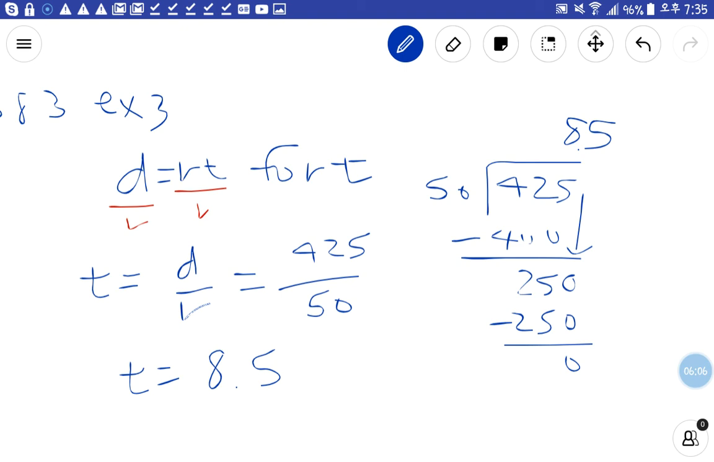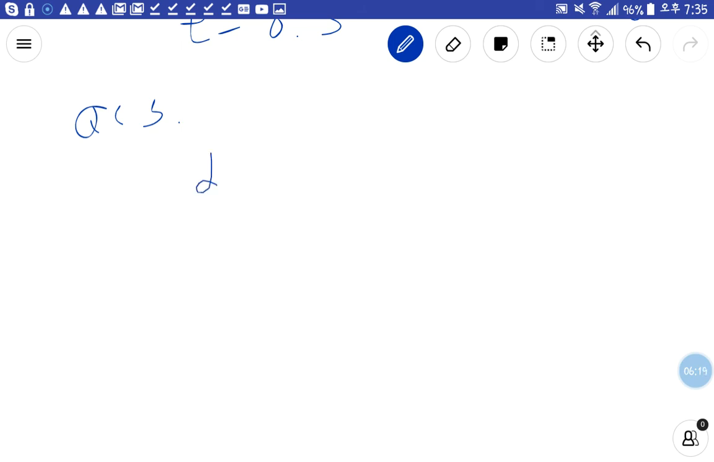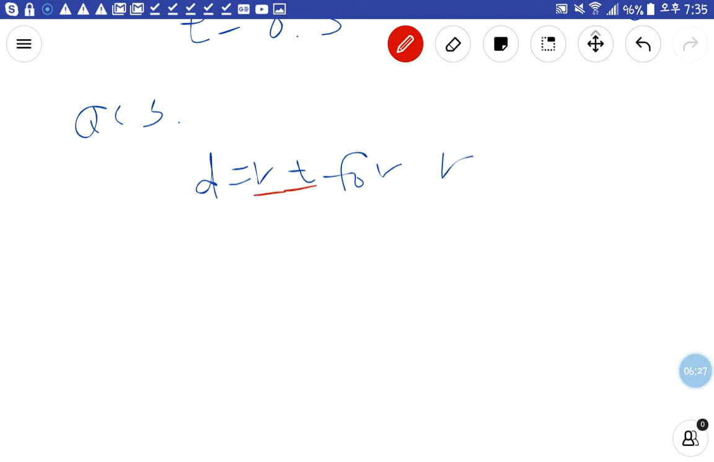Please work on quick check 3 by yourself and then you can check your answer with me. Quick check 3. Solve the distance formula in example 3 for r. So we're still using d equals rt, for r. Now I don't want t on the right side, so I'm going to divide both sides by t. Then my answer r would be d over t.